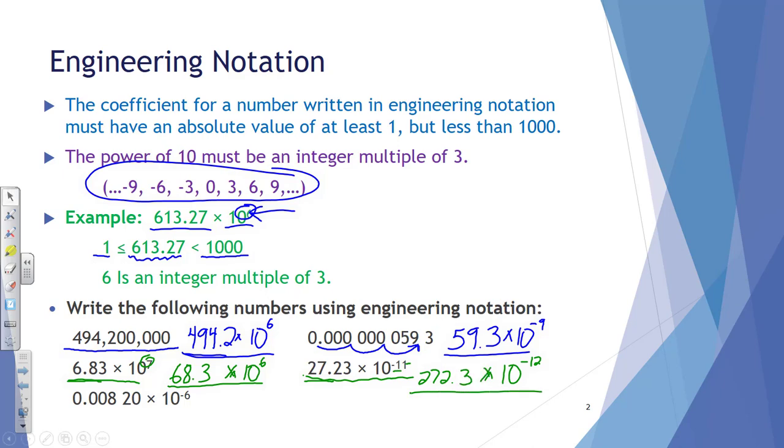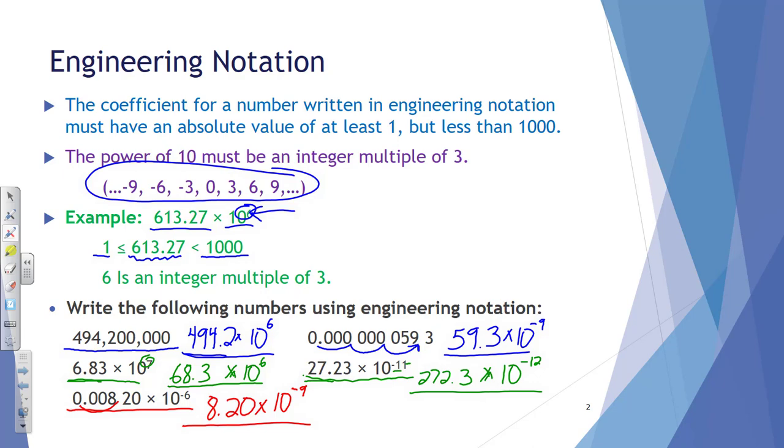And the last one, 0.00820 times 10 to the negative 6. Now, our exponent is already a multiple of 3, but our coefficient is too small, so we need to make that bigger. If we move the decimal 3 places over, that would make 8.20, which is good. Now we're between 1 and 1,000. And since we made the coefficient 3 places larger, our power of 10 will have to get 3 places smaller.